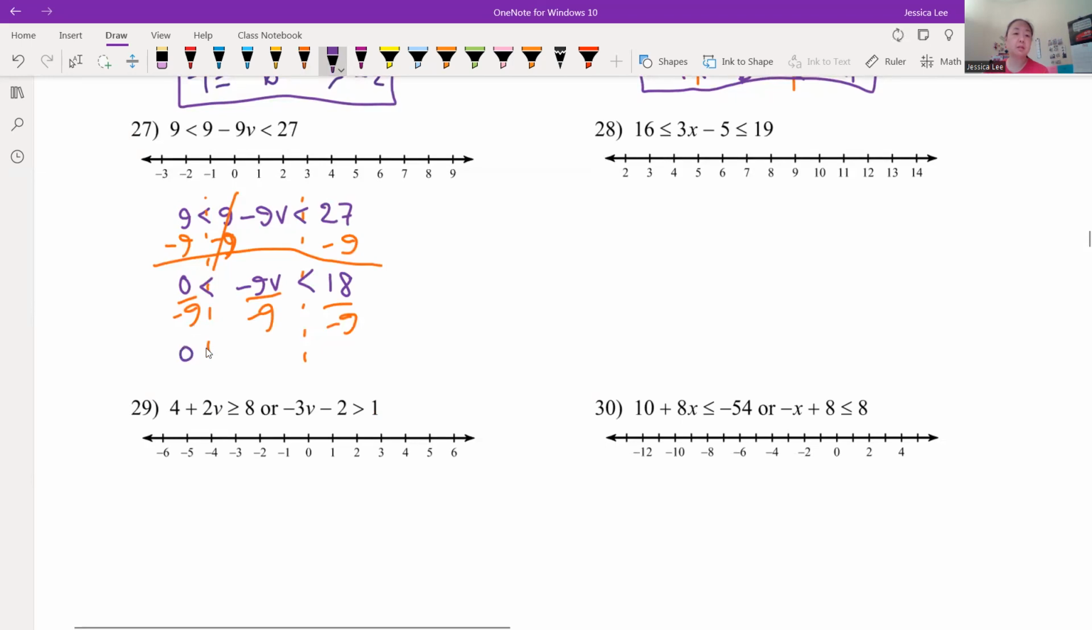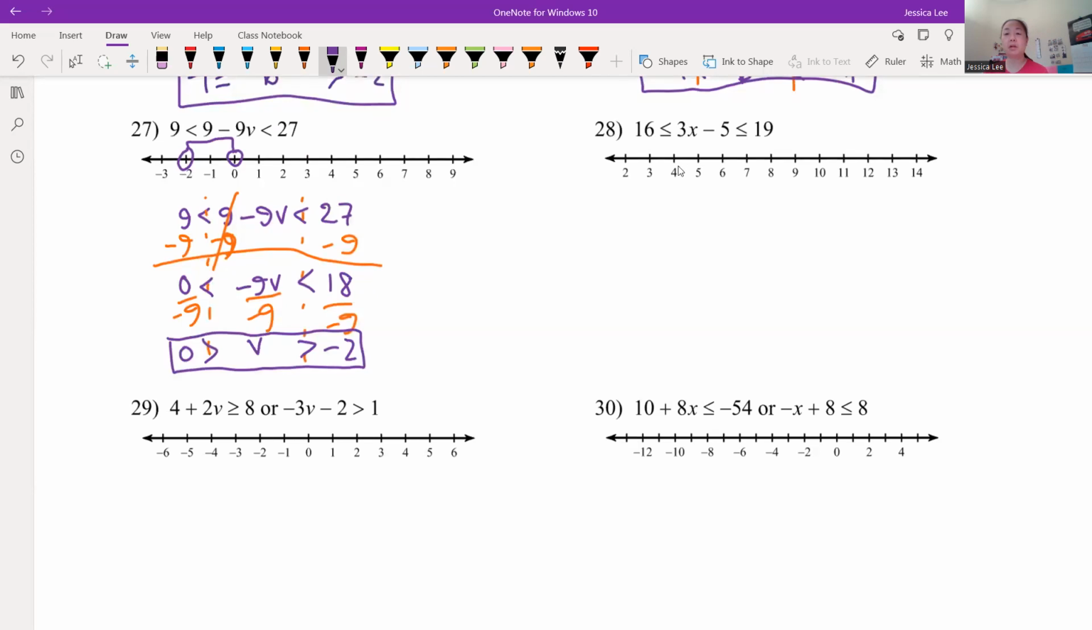0 divided by -9 is still 0, is less than, ooh, see that? You see my mistake. I divided by a negative number, which means I have to flip the inequality. So 0 is going to be my bigger number. And v is greater than -2. 0 is greater than -2, see? So we're going to go to -2. It is open. 0, it is open. And we know that v is somewhere in between. There we go. Done.